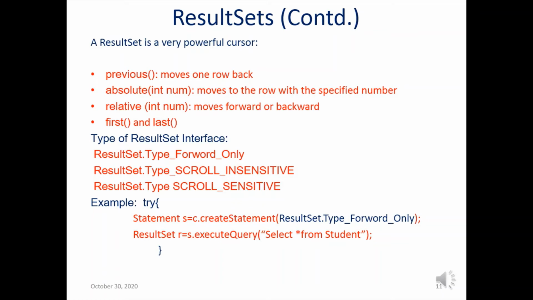The createStatement method belongs to the Connection interface and the return value will be assigned to the Statement interface. Now we are executing the query select star from student. With the help of executeQuery, the result will be assigned to the ResultSet interface. These are the different methods belonging to the ResultSet interface and the types of the ResultSet interface.